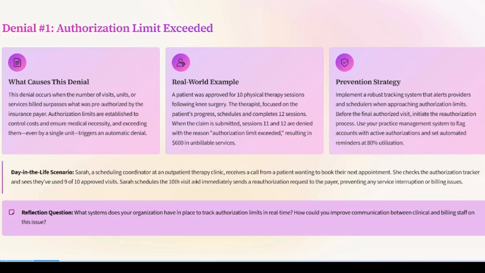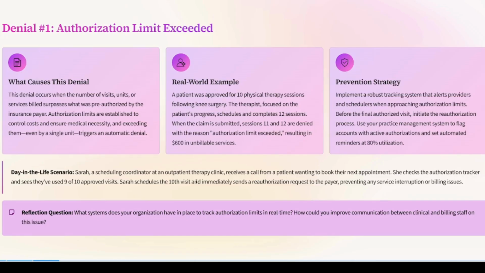So what is a prevention strategy for this scenario? You want to implement a robust tracking system that alerts providers and schedulers when approaching authorization limits. Before the final authorized visit, initiate the reauthorization process. Use your practice management system to flag accounts with active authorizations and set automated reminders at 80% utilization.